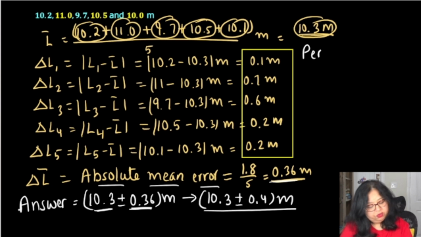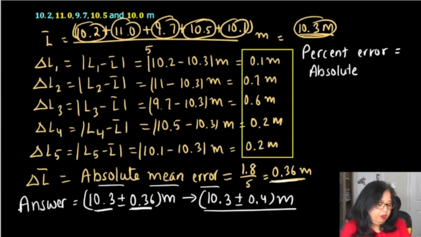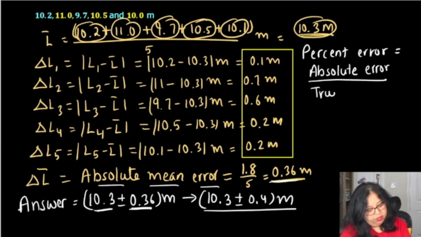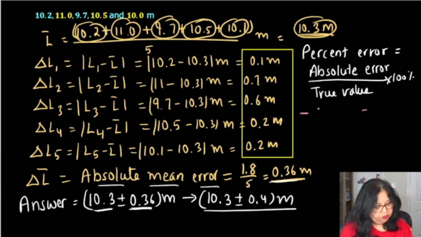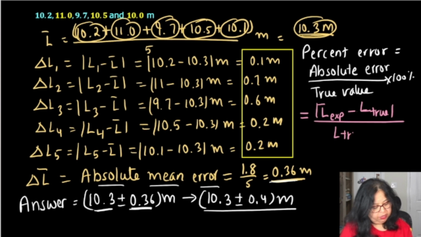Next, we're asked to find the percent error, which is equal to absolute error divided by true value times 100%. Absolute error equals L experimental's average value minus L true. Take the absolute value divided by L true times 100%.